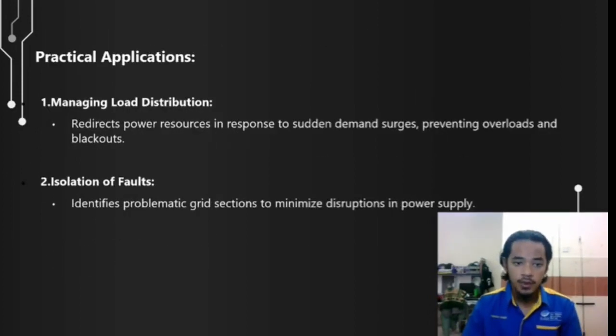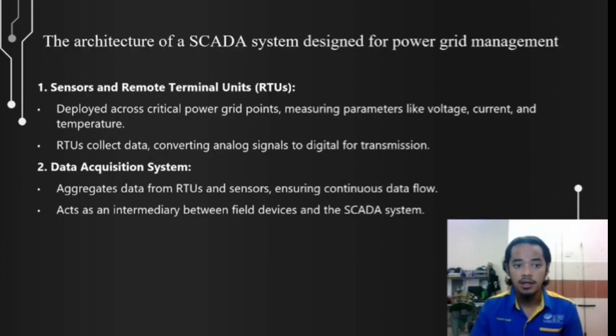reliability. The practical applications of SCADA system in power grid management are, one, managing load distribution, like redirect power resources in response to sudden demand surge, preventing overload and blackout. The second is isolation of fault, like identify problematic grid section to minimize disruption in power supply.